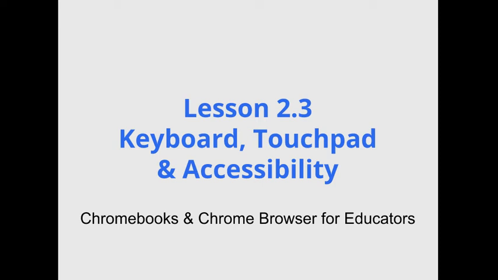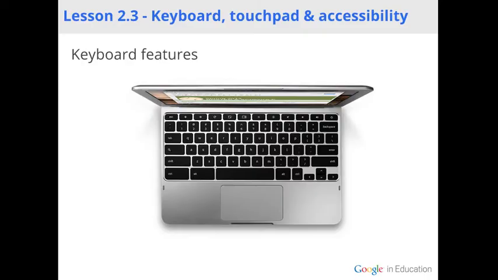Lesson 2.3 Keyboard, Touchpad, and Accessibility, part of Chromebooks and Chrome Browser for Educators. Chromebook keyboards have a few extra features to help you browse the web effortlessly and efficiently. You'll notice that your keyboard contains a dedicated search key and a new row of web shortcut keys. You can also use a standard USB Windows keyboard with your Chromebook and use the same keyboard shortcuts.